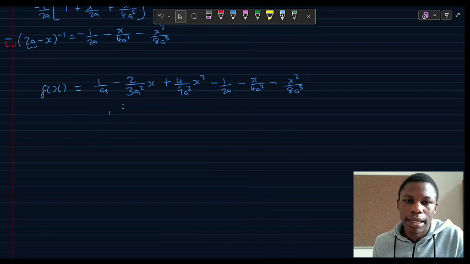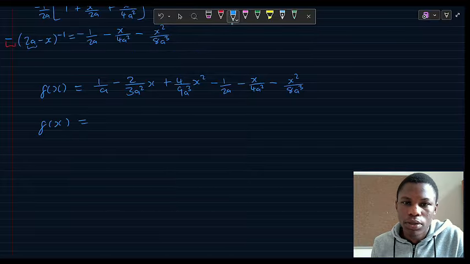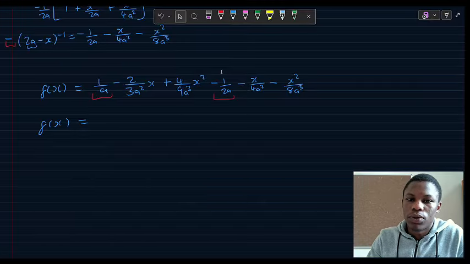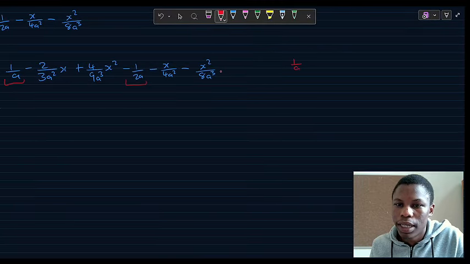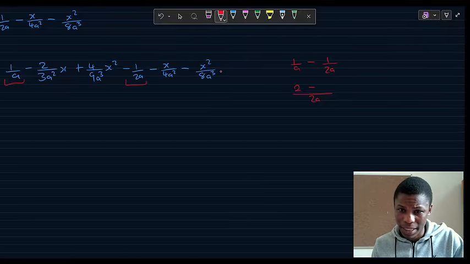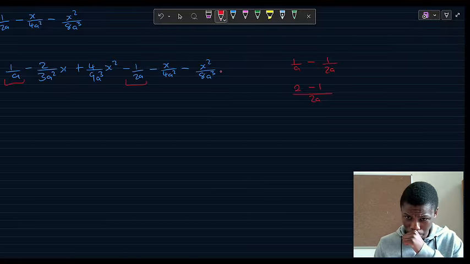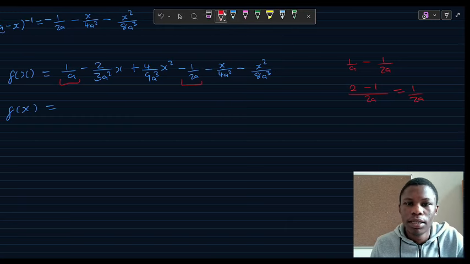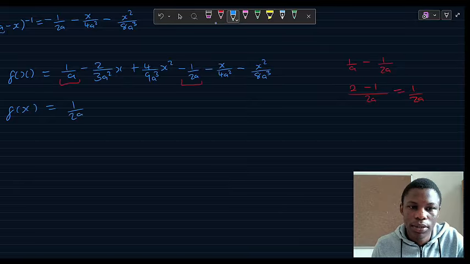Let's simplify any like terms that we have. So we have f of x is equal to 1 over a minus 1 over 2a. Put those under one common denominator. So that will be 2a. So this would be a into 2 is 2 multiplied by the 1. So 2 minus 1, excuse me. This gives us 1 over 2a. All right. So that means that there is 1 over 2a.